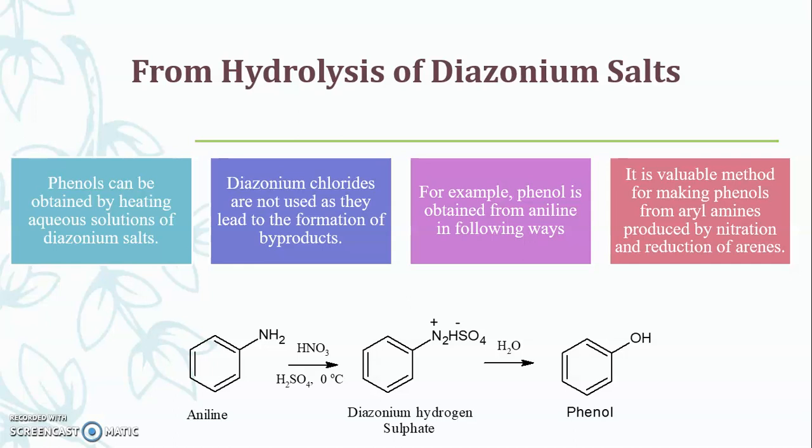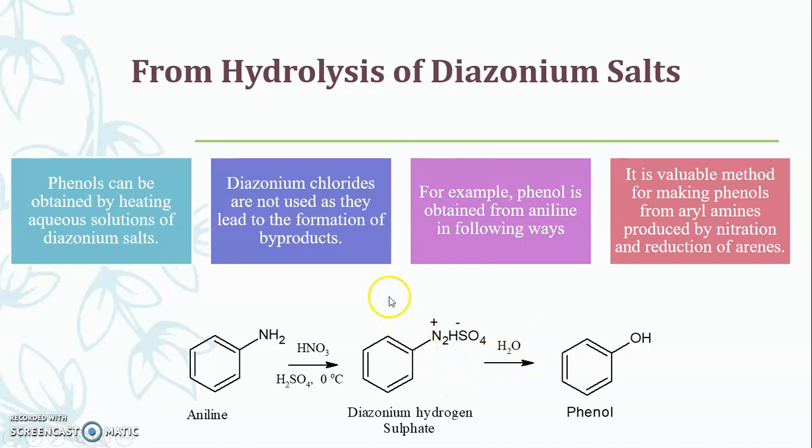So indirectly, in this method, we can synthesize phenols again from benzene or the arenes. This is the third method used for the preparation of phenol, that is, from hydrolysis of the diazonium salt. Hydrolysis means what? Lysis is the breakdown in the presence of water.